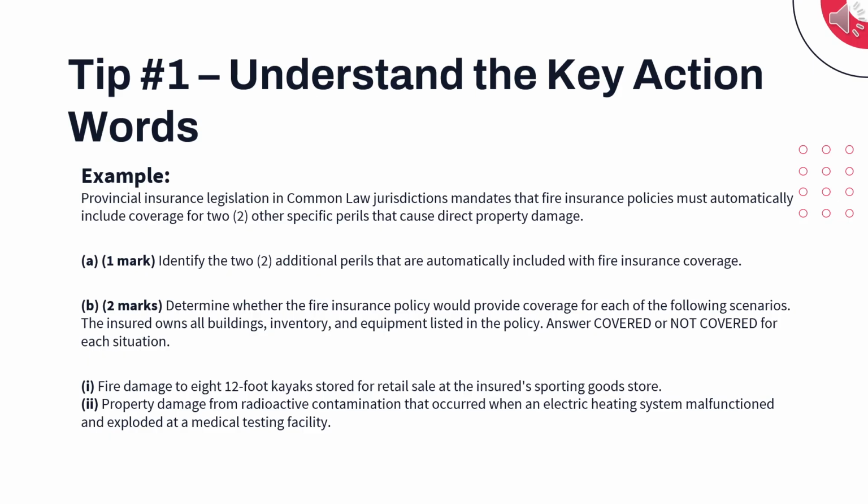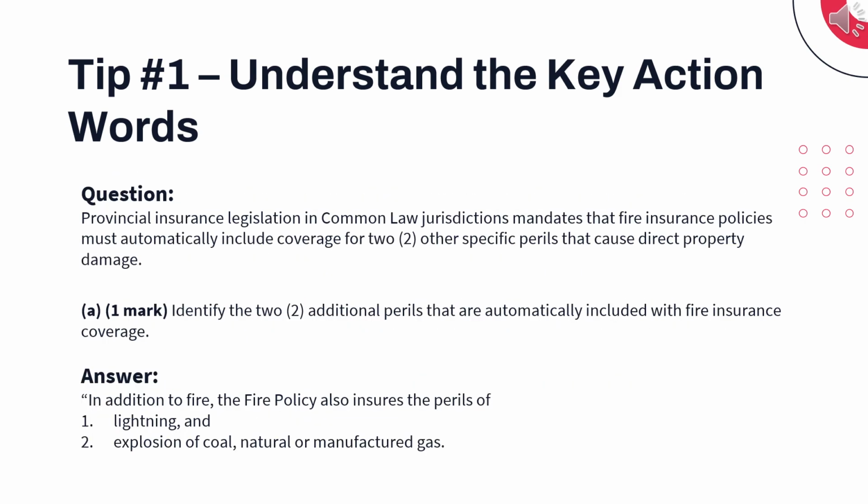Answer covered or not covered for each situation. 1. Fire damage to 8 16-foot kayaks, stored for retail sale at the insured's sporting goods store. 2. Property damage from radioactive contamination that occurred when an electric heating system malfunctioned and exploded at a medical testing facility. As you can see from the underlined word, the key word in part A of the question is identify. That means we should state the items. So a good answer would be, in addition to fire, the fire policy also insures the perils of 1. Lightning and 2. Explosion of coal, natural or manufactured gas. We clearly and succinctly listed the 2 additional perils.